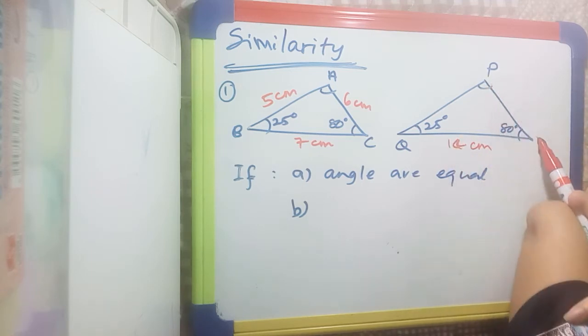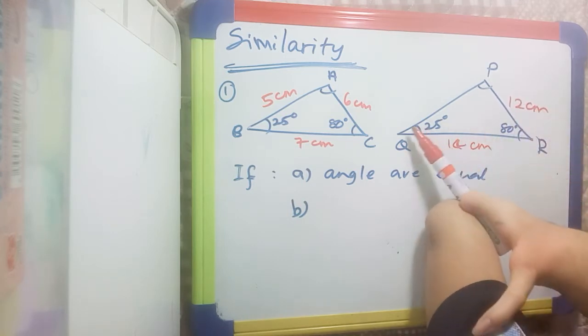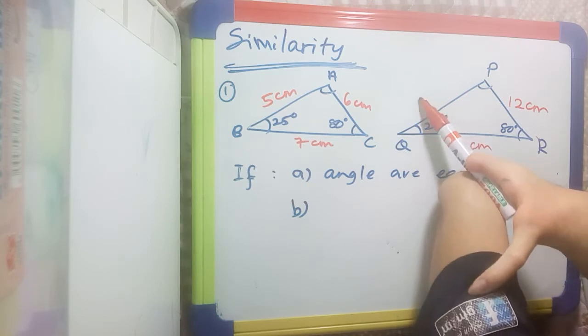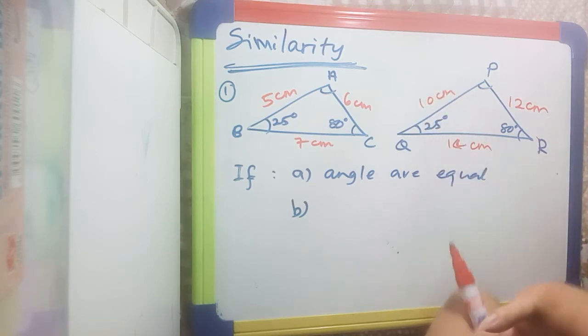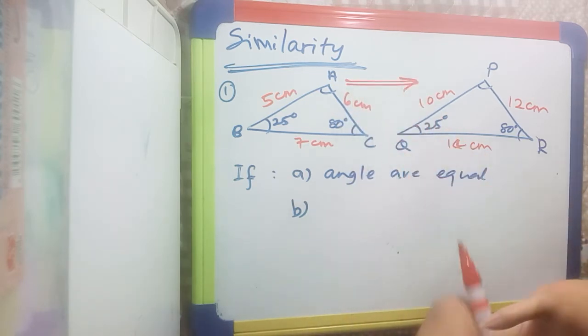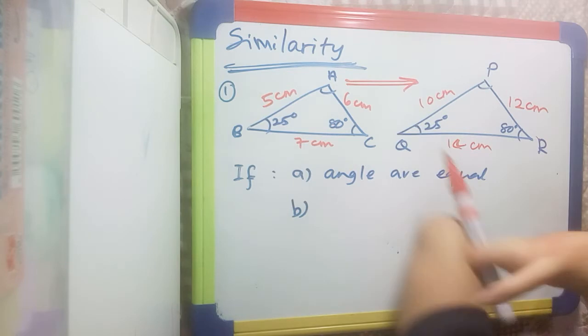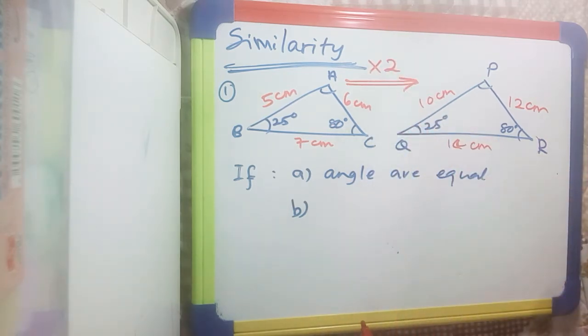How about the length of PR? It will become 12 cm. How about the length of PQ? It will become 10 cm. If you notice, from triangle ABC into triangle PQR, I make the scale enlargement by 2.